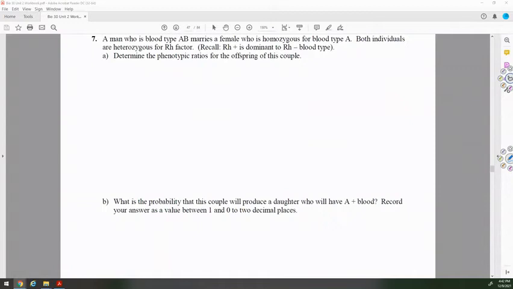This is a dihybrid cross for blood typing and Rhesus factor. A man who is blood type AB marries a female who is homozygous for blood type A. Both individuals are heterozygous for the Rh factor. Recall that Rh positive is dominant to Rh negative blood type. So we're going to use capital R as our allele for Rh positive and lowercase r to represent Rh negative blood. And that is our legend.